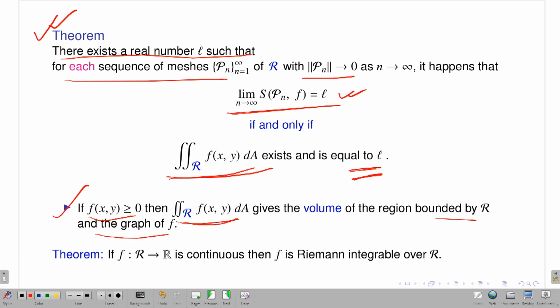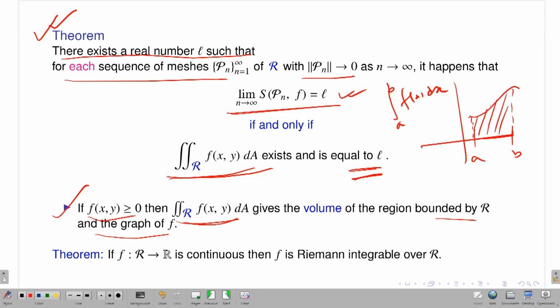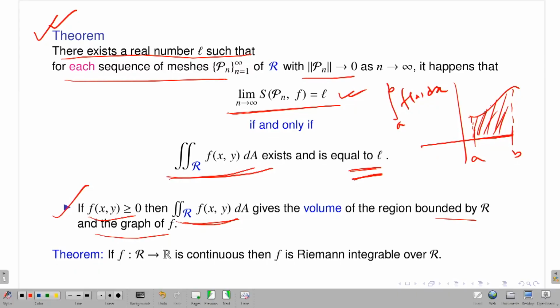For example, in the single variable case, what is going on? Suppose you have a very nice function, and suppose this is my a and b. The integral from a to b of f(x) dx is nothing but the area under this curve bounded by the x axis from a to b. So that was the geometrical significance, or application, you can say. It is the area between the graph of f and the x axis, over the interval in which you are integrating your function f.